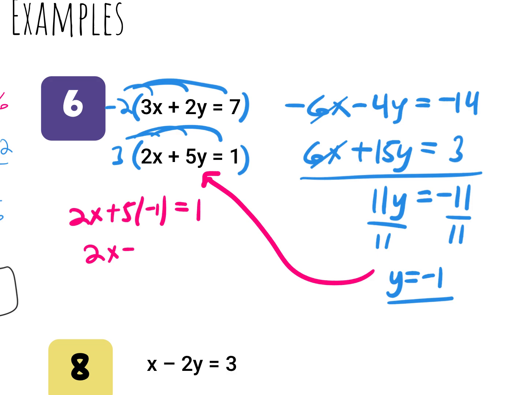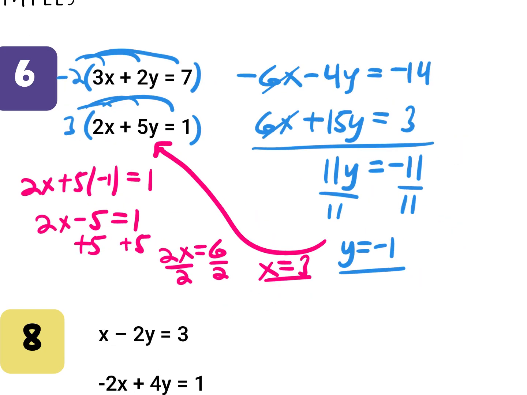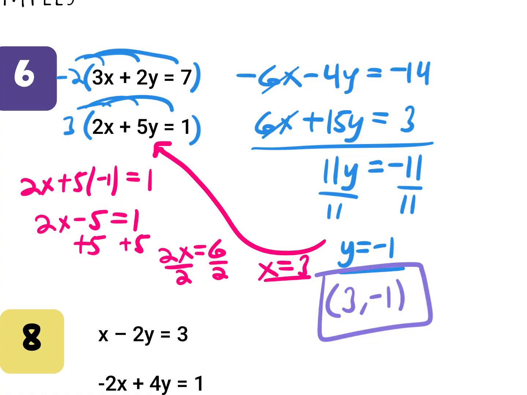So then we get 2x minus 5 equals 1. Good, we can add 5 to both sides, and then we get 2x equals 6. Nice, so divide both sides by 2, and we get x is 3. And then we can write our answer as an ordered pair. It's going to be (3, -1). All right, not too bad.